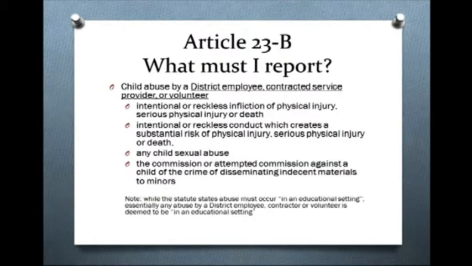What is child abuse in an educational setting? It is abuse by a district employee, contracted service provider, or volunteer. Abuse includes the intentional or reckless infliction of physical injury, serious physical injury, or death, or the risk of causing any of those three things. It also includes child sex abuse or the dissemination of indecent materials to a minor. Abuse must be reported even if it occurs outside of district property.